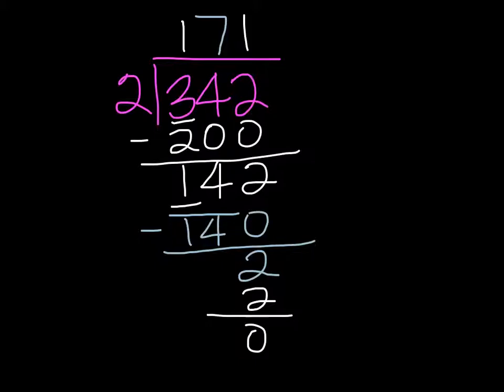Then we'll ask ourselves, can 2 go into 2? It can. 2 can go into 2 one time. 1 times 2 is 2. We will then subtract 2 minus 2 and get 0.